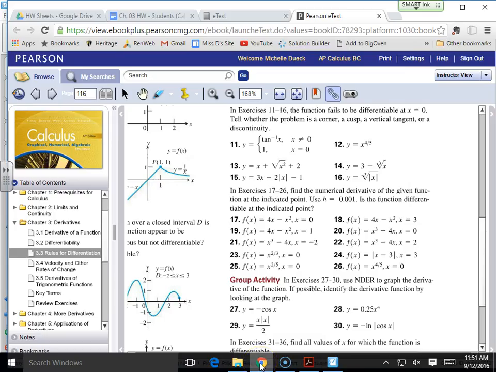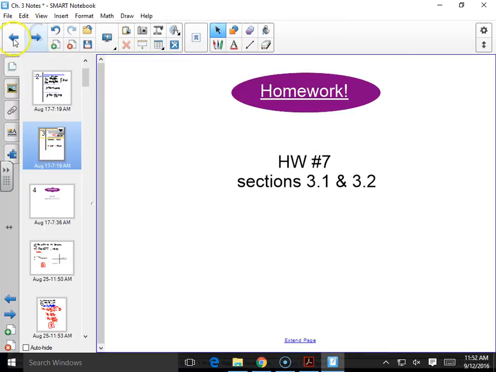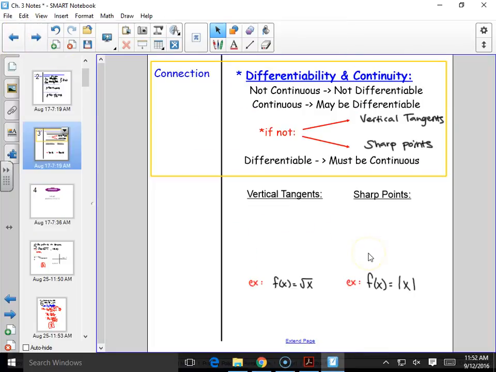We have vertical tangents and sharp points. Are corners and cusps both basically sharp points? Aren't cusps what you get in polar or parametric things, like limaçons, where they come to a point? They come to a sharp point.